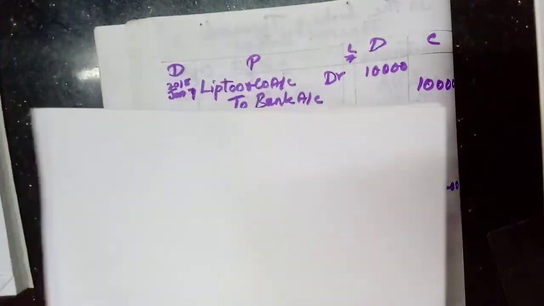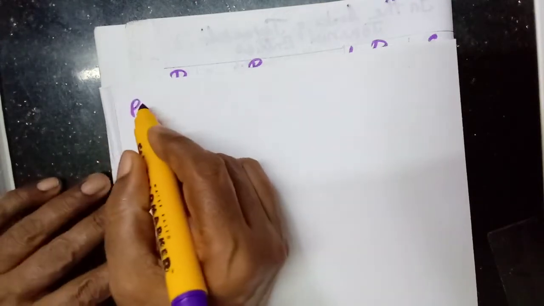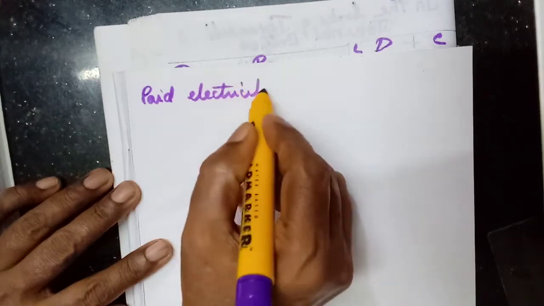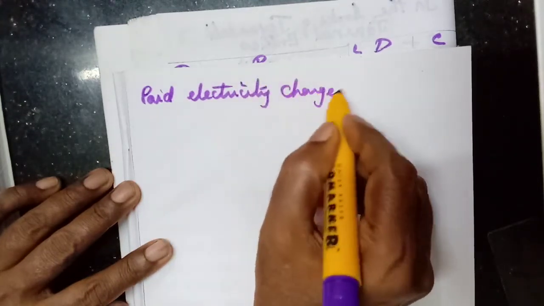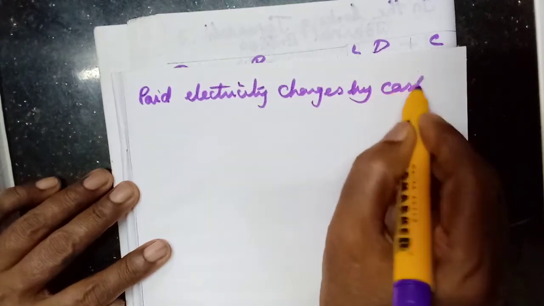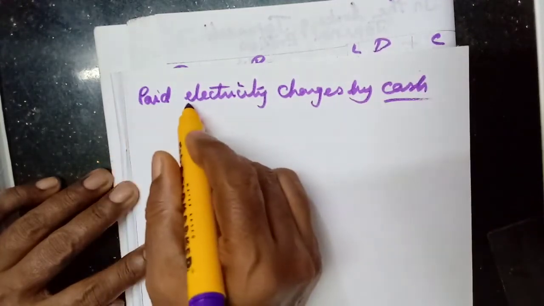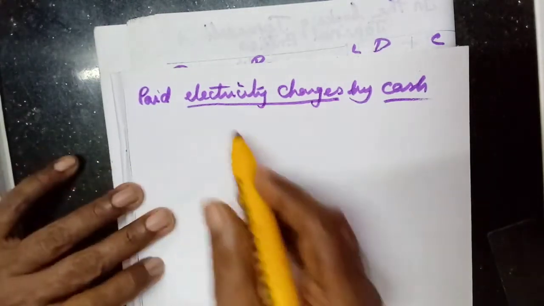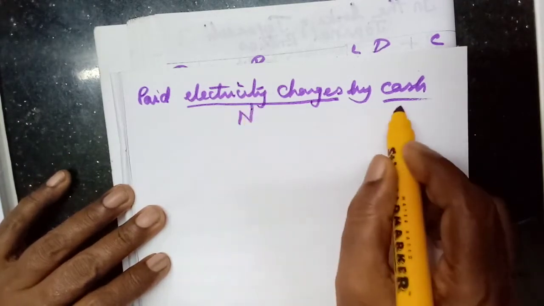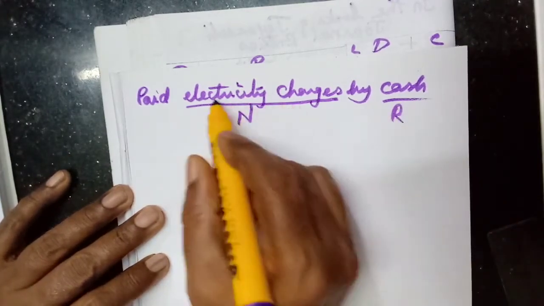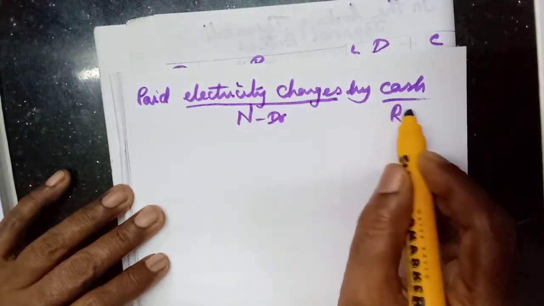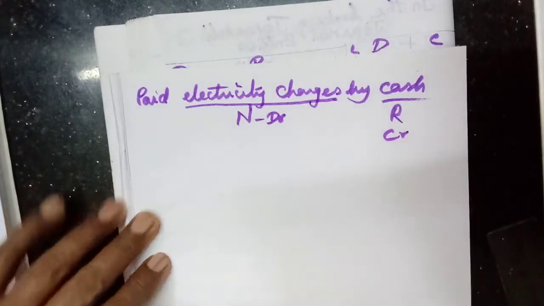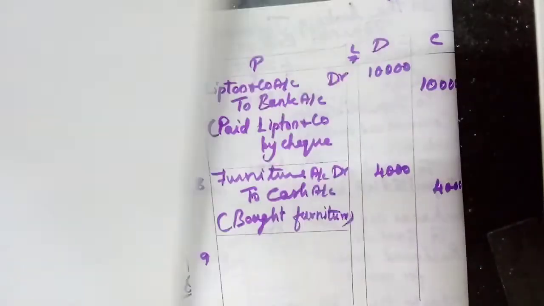Ninth one, paid electricity charges by cash. So cash transaction, cash will be there. The other one, expense name. There already we saw one, paid salaries, isn't it? So here another expense. So this one nominal account, this one real account. Debit all expenses. So it is an expense, so debit. Cash: debit what comes in, credit what goes out. Cash going out, so credit. Electricity charges account debtor to cash account.